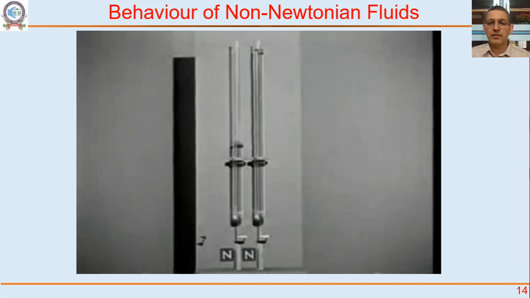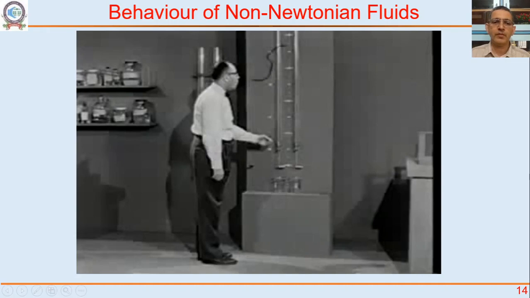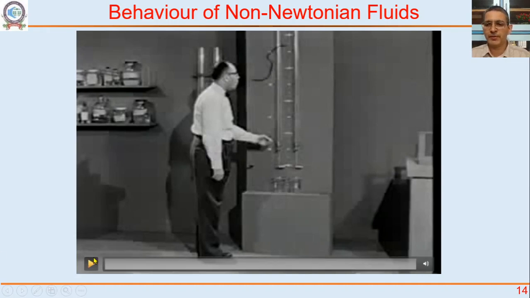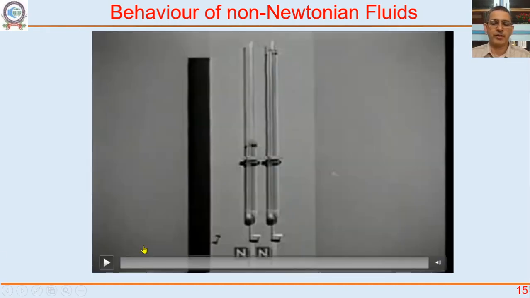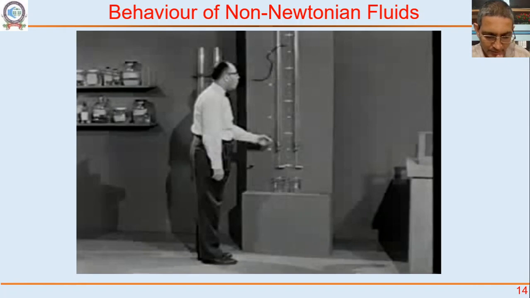Reason? This is a pseudoplastic fluid. Let me just check another video. So if it's a pseudoplastic fluid, what happens? Pseudoplastic viscosity will reduce with shear. Now they are filled to the same height, there is a higher shear acting. So the viscosity of the non-Newtonian liquid is lesser, and it will drain faster.